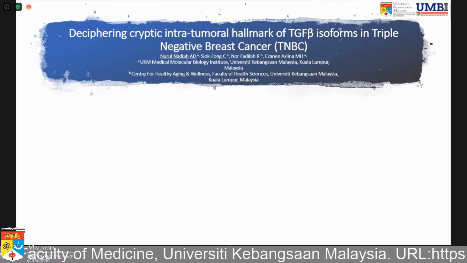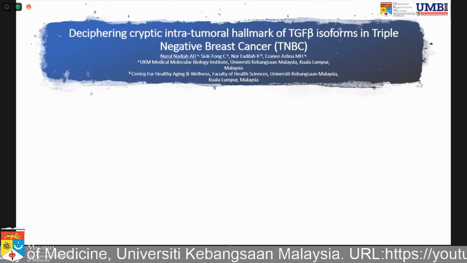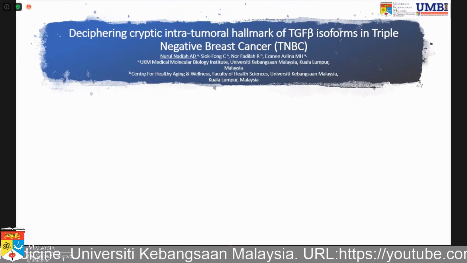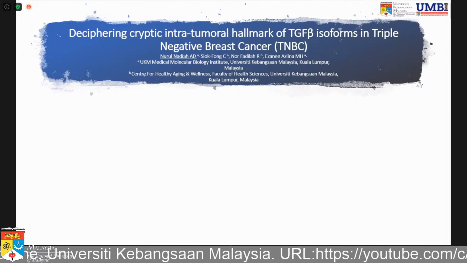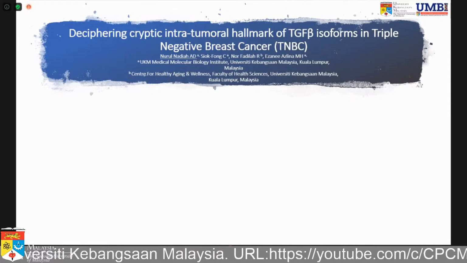Okay, because my project is on TGF-beta isoforms, currently there is no research targeting TGF-beta in TNBC specifically, triple negative breast cancer. That's why I'm doing this research.